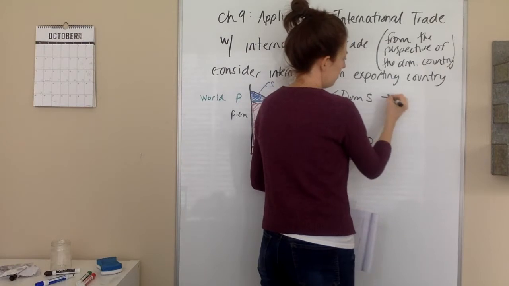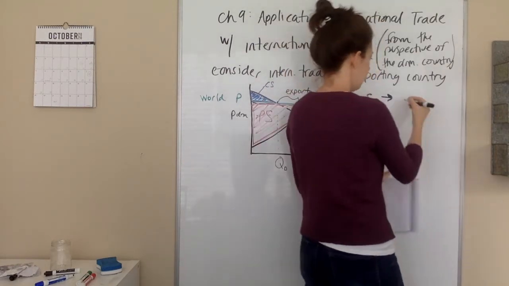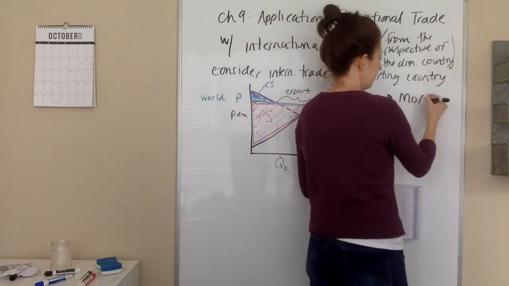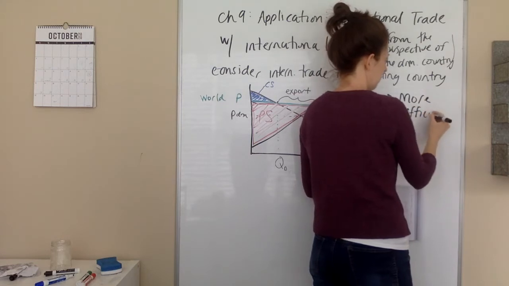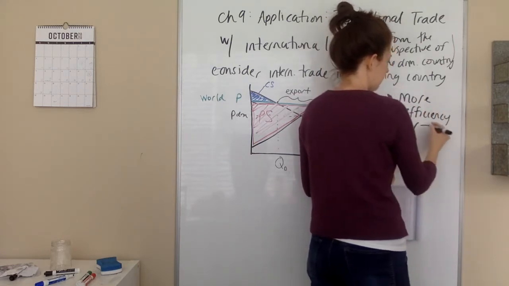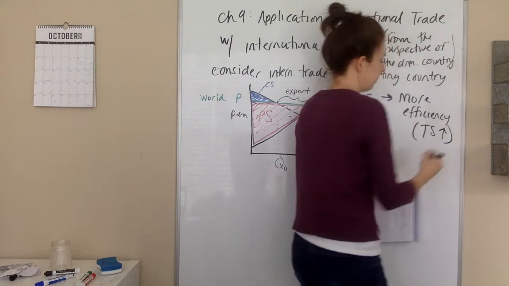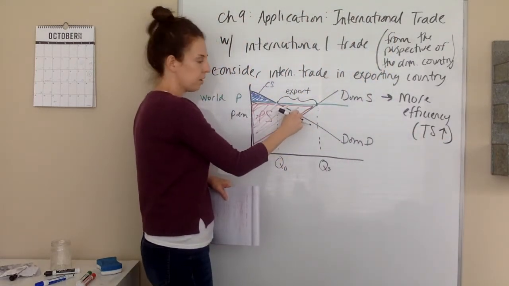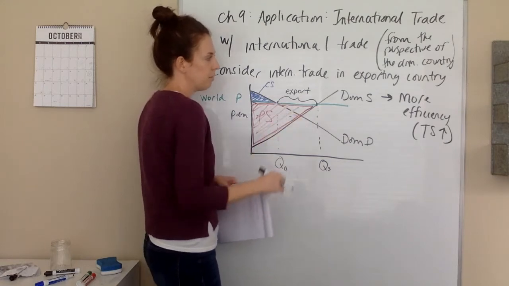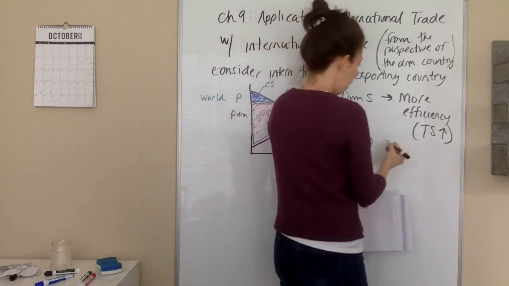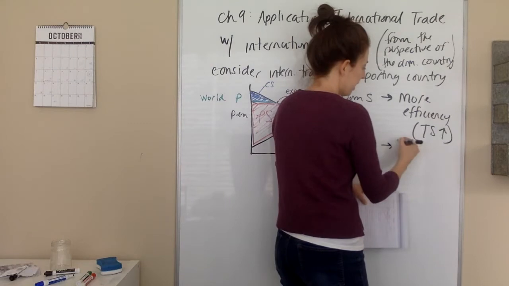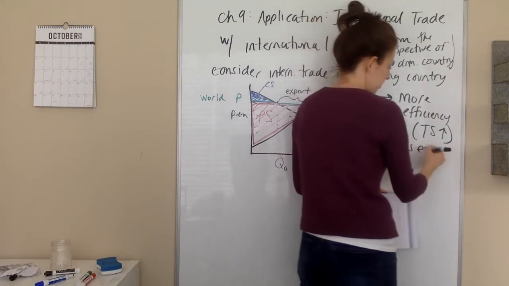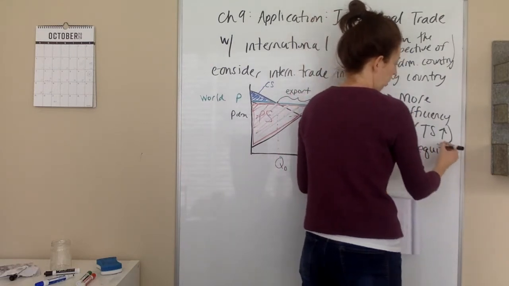So the first thing to note is that with trade, there is more efficiency, and that's because the total surplus has increased. We've picked up this little area here, which previously we weren't getting in surplus without trade. However, with trade, there's less equity. Okay, why do we see that?